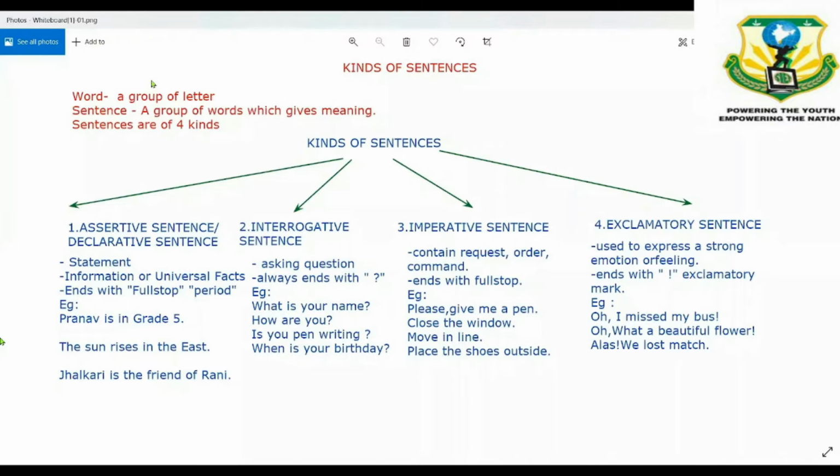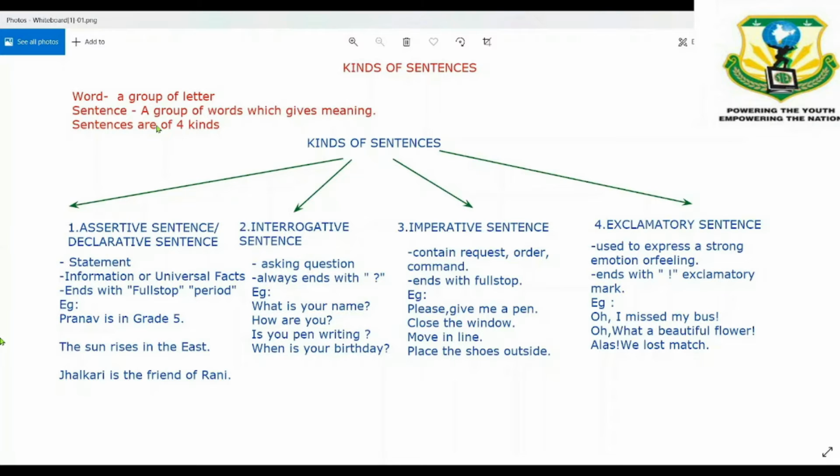So initially we discussed what a word is, and we got the answer that words are a group of letters. And what is a sentence? A group of words which gives a complete meaning. And there are 4 kinds of sentences. The kinds of sentences are categorized into 4.